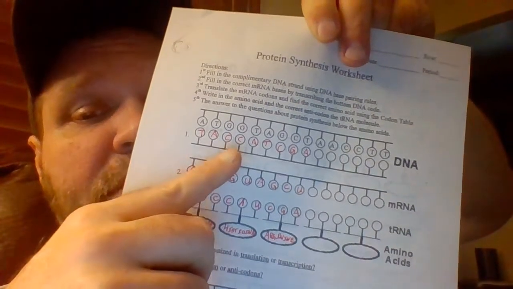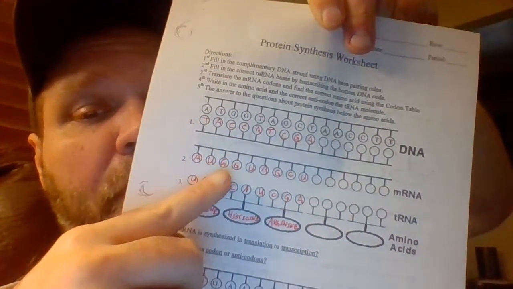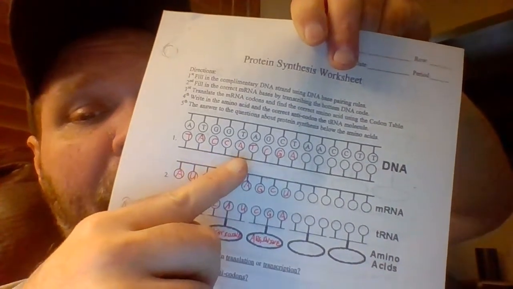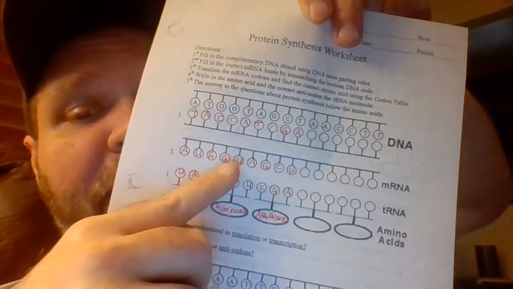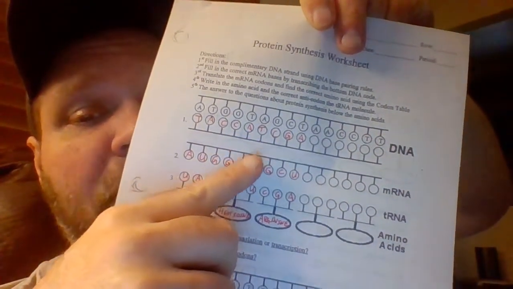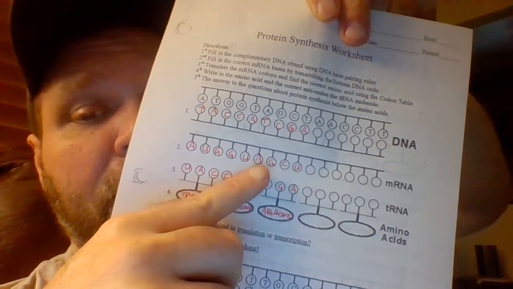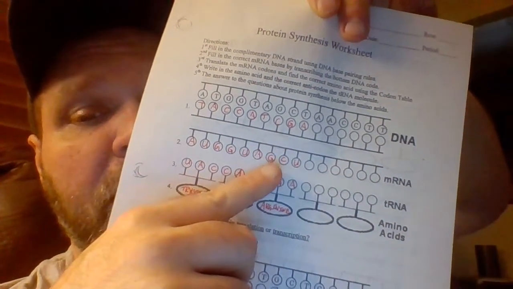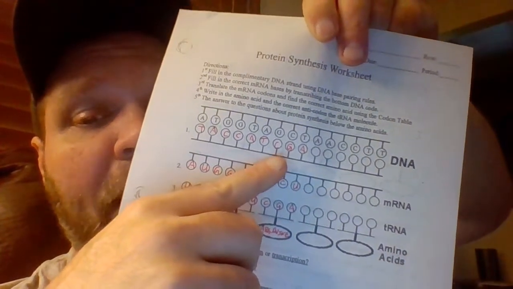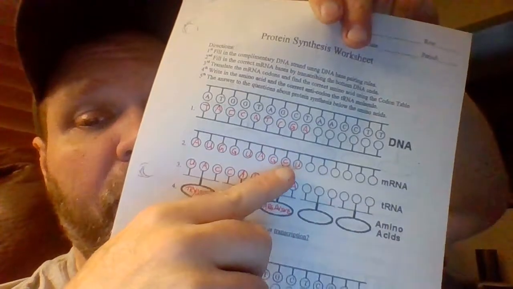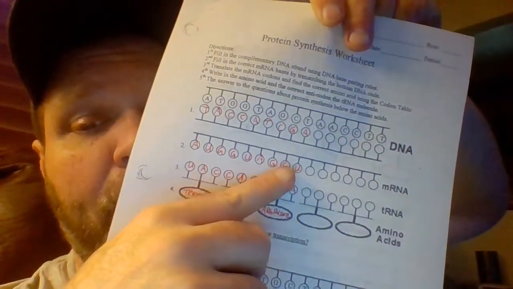Looks like we got C. C matches up with G. Looks like we got A. A is going to match up again, not with T, but again with U. There it is. T matches up with, this time I can write the letter A. C matches up with G. G matches up with C. And A matches up with U. Okay, so that's my mRNA.